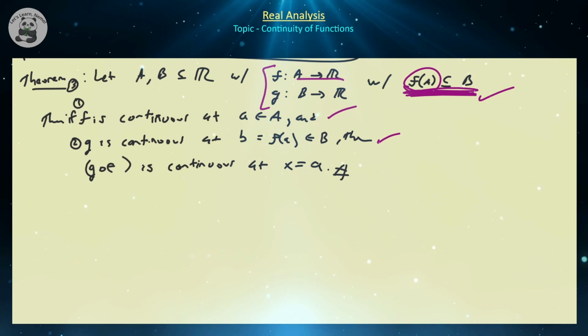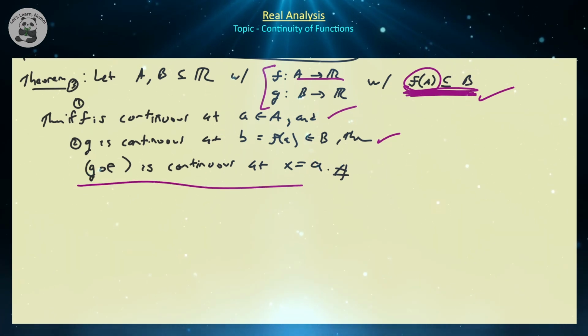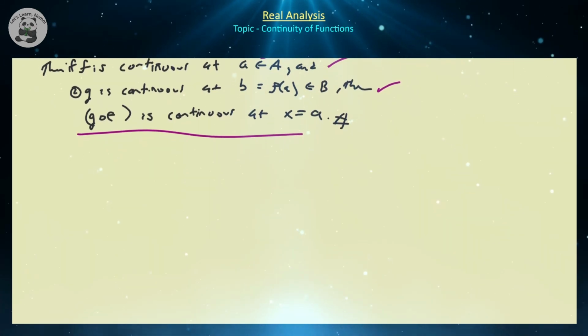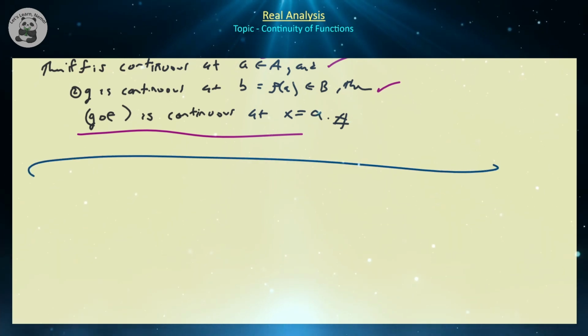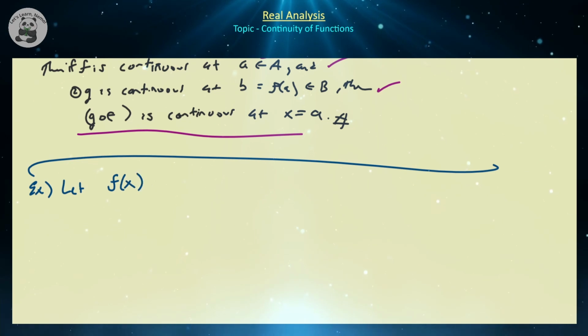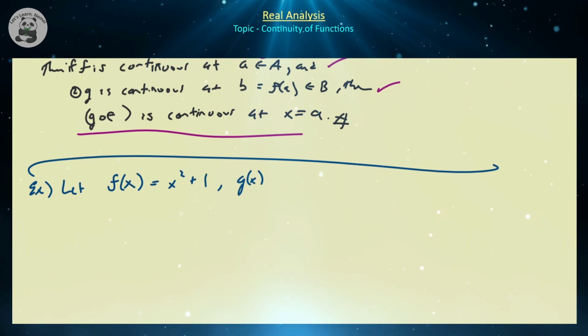And once we have those three entities verified, then we can say that g composed with f is continuous at a as well. So let's actually work through a numerical example just to make sure that we can do this. Let's assume that we have f of x equal to x squared plus 1, and g of x equal to x squared plus 5.